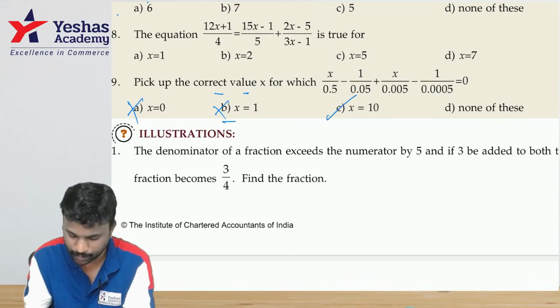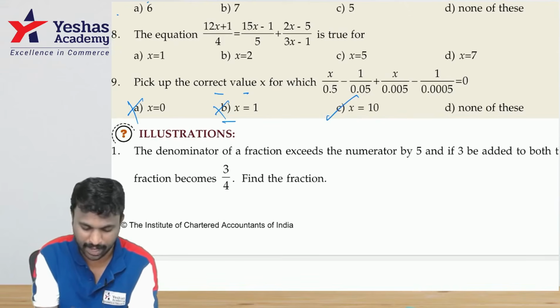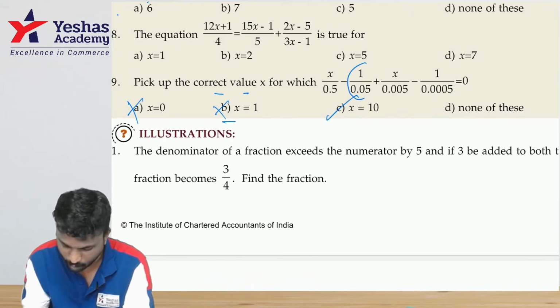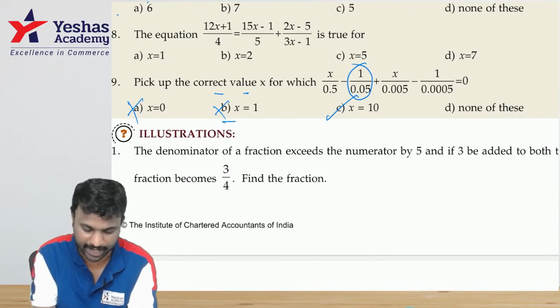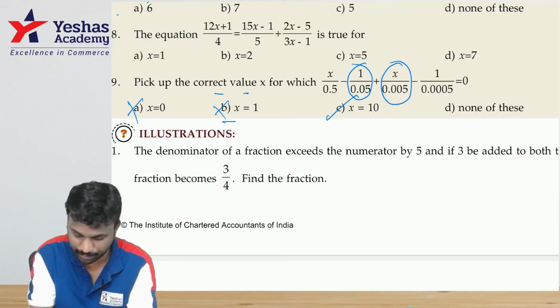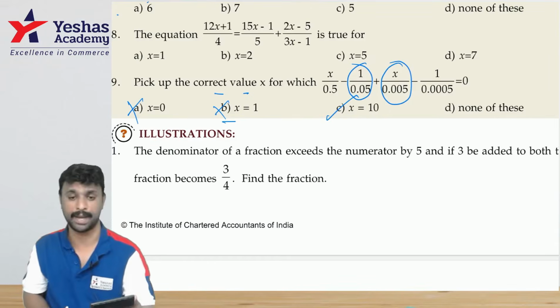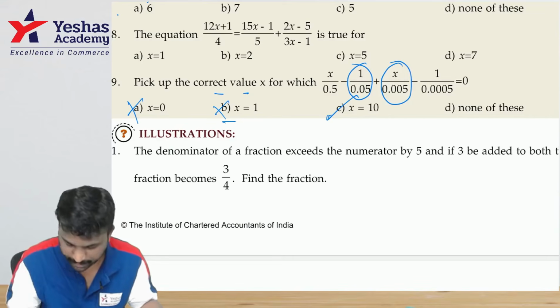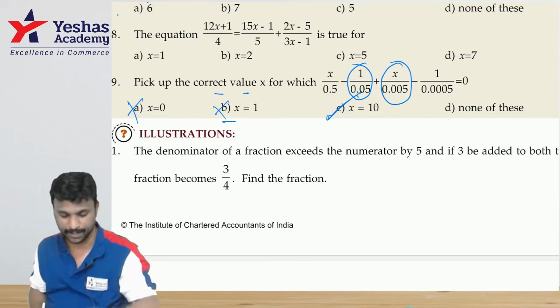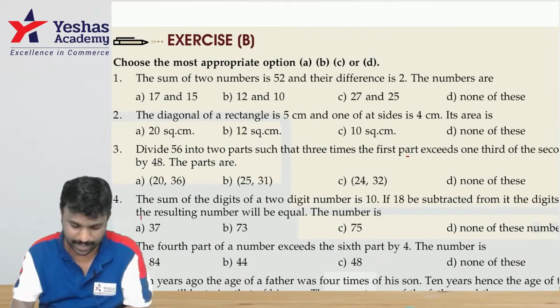Now let us hit option C. X value is how much, guys? 10 divided by 0.5, it's positive, so M plus. 1 divided by 0.05 negative, M minus, and x value is 10 this time. 10 divided by 0.005, it's positive, so M plus. 1 divided by 0.0005 negative, so M minus MRC, and that fetches you 0. Therefore option C is the right answer. Guys, with this we are done with exercise 2A. Let's now move on to exercise 2B.